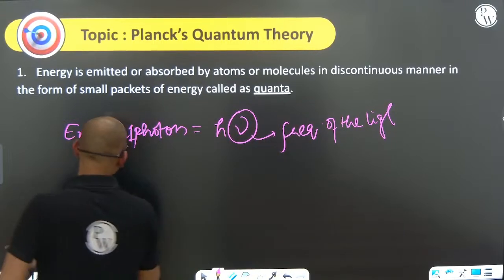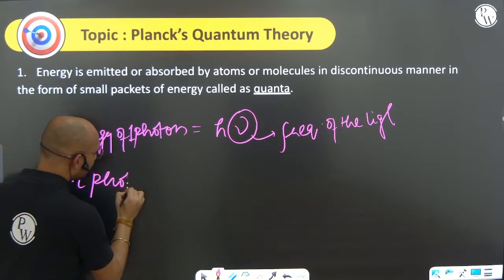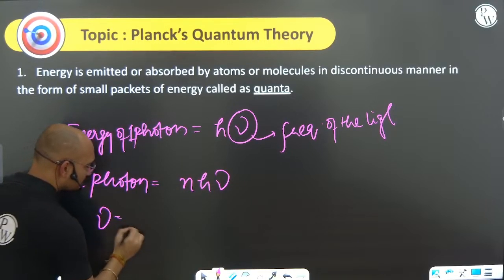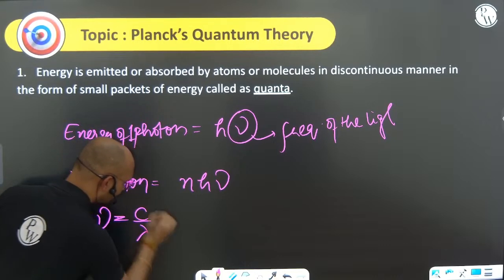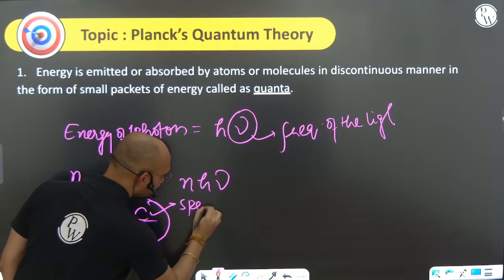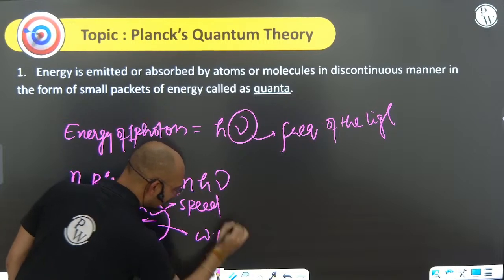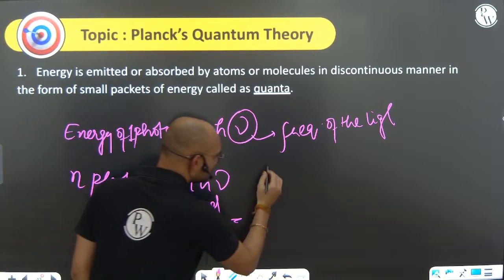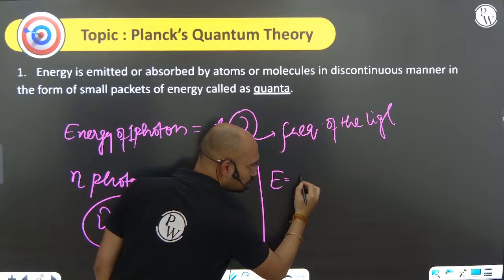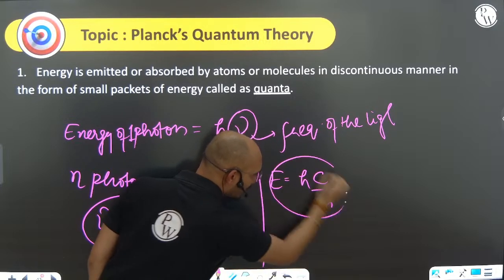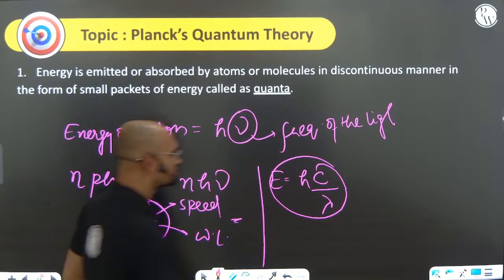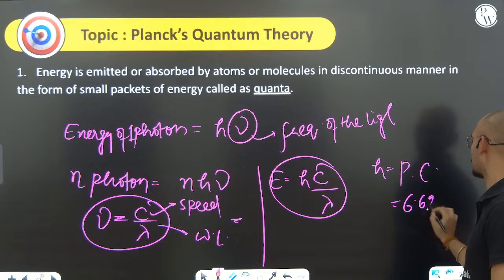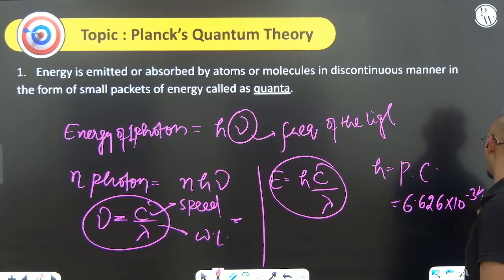Now, if n photons are there, it will be n h nu, and nu equals c over lambda. I hope you all know that c is the speed of light, while lambda is the wavelength. So nu equals c over lambda, and from here the energy can be told as hc over lambda. What is this h? h is Planck's constant. What is the value? 6.626 into 10 to the power minus 34 joule second.